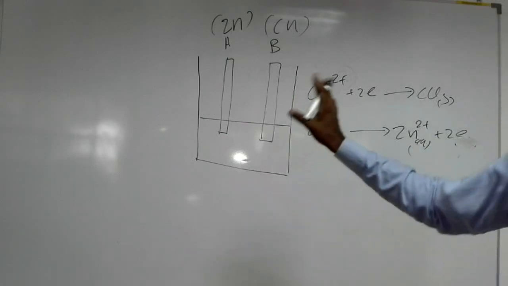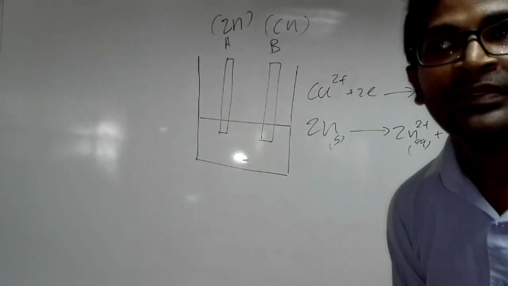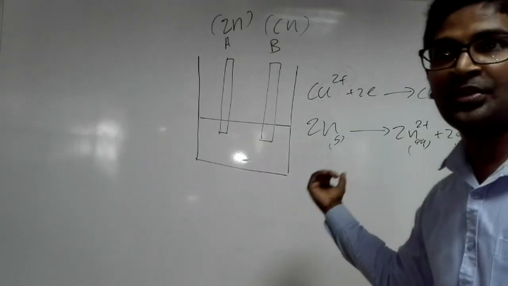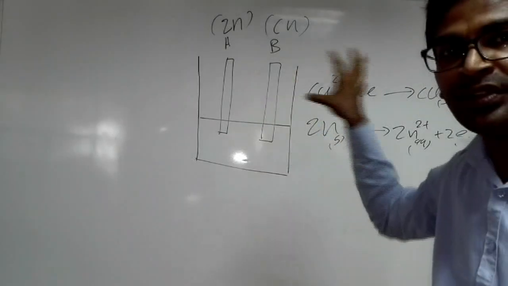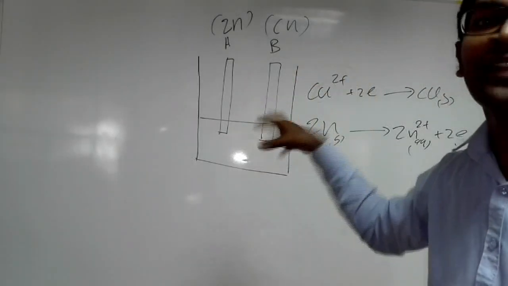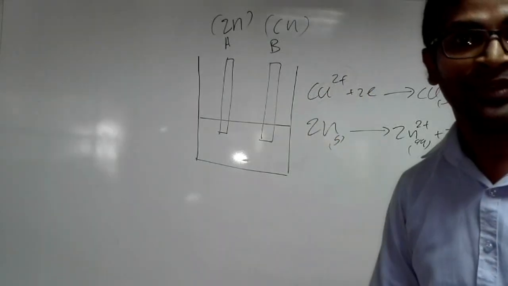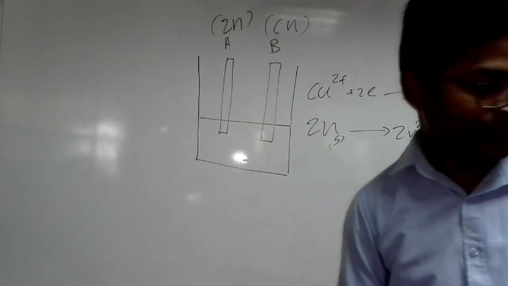So if there is any question asking you to find the deposition part or the dissolving part, you can identify it according to the electrode potential. Then it is very easy to understand.